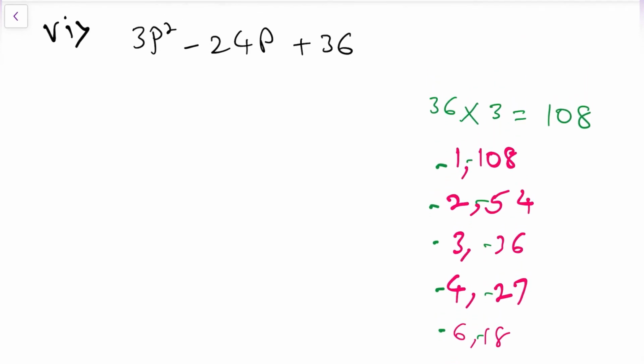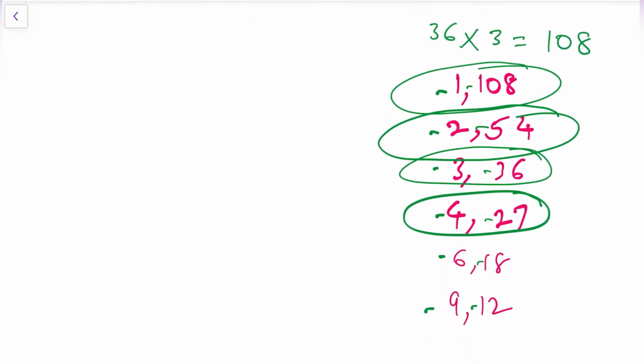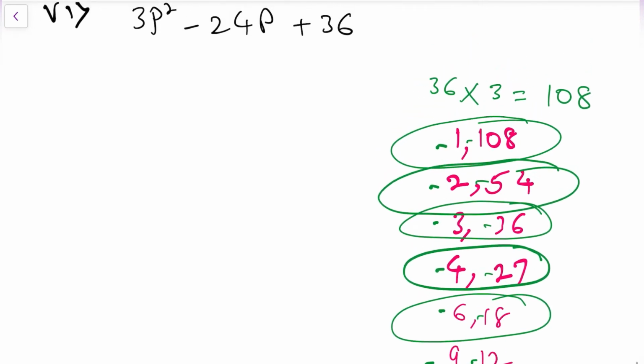First one, minus 1 minus 108, it is minus 109. Minus 2 minus 54, minus 56. Next, minus 3 minus 36, it is minus 39. Minus 4 minus 27, it is minus 31. Minus 6 minus 18, minus 24. So the middle number is minus 24. So the correct pair is the second last pair, that is minus 6 minus 18.